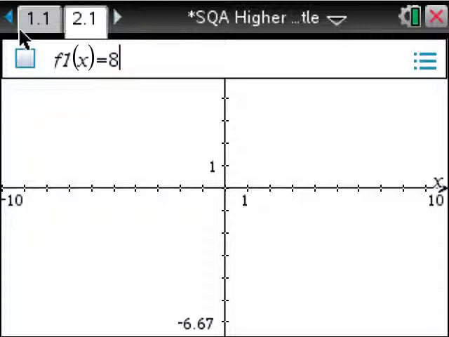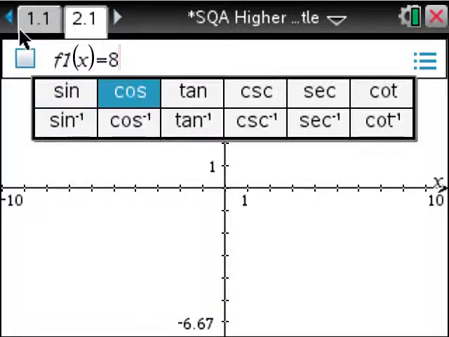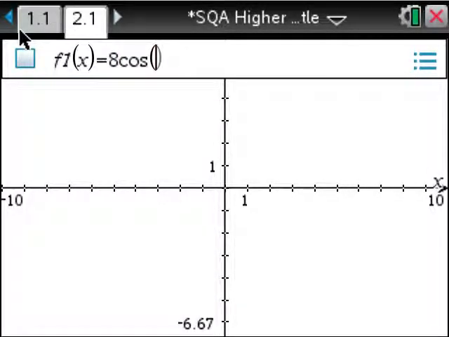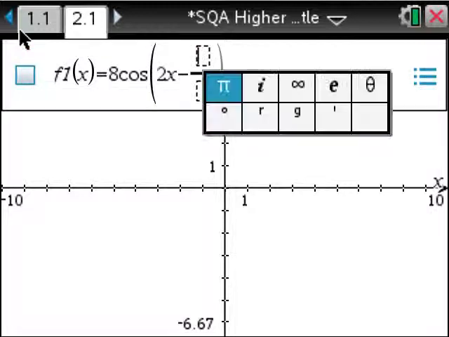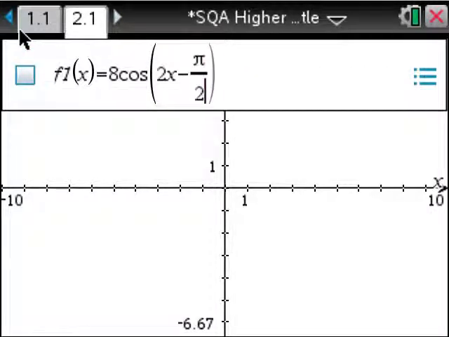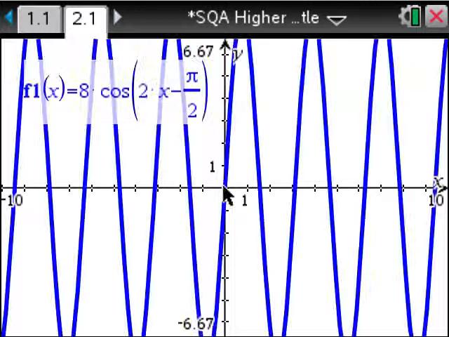So if I type 8, to get cos, press the trig button twice, and then press enter. We'll do 2 lots of x, subtract off, and we'll do control divide to get a nice fraction template. We'll pop a pi on top, 2 on the bottom, and then we're going to press enter.